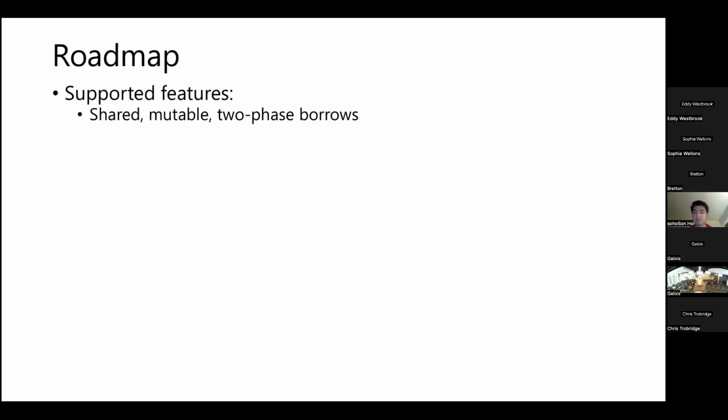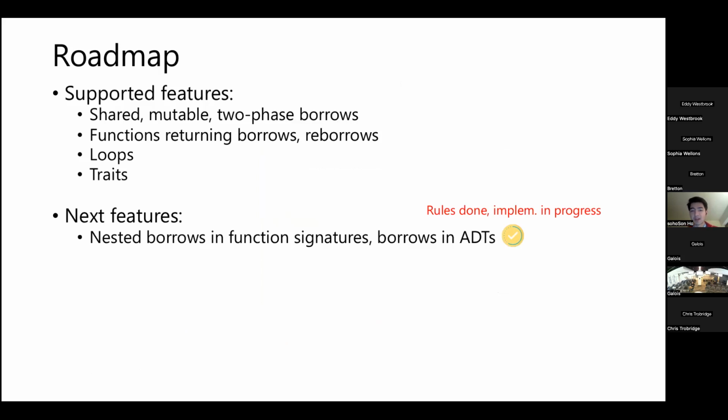Now, I've given you an overview of Aeneas and the features it supports. There are quite a few things: we have mutable borrows, function returning borrows, loops, and traits. There are things we don't have yet, of course. We don't have nested borrows in function signatures, and we don't have borrows in entities yet. We have all of the rules we need for that, and the implementation is in progress. It's a bit of a detail. We don't have nested loops yet; the implementation is also in progress. It's just more generalization of what we already have.